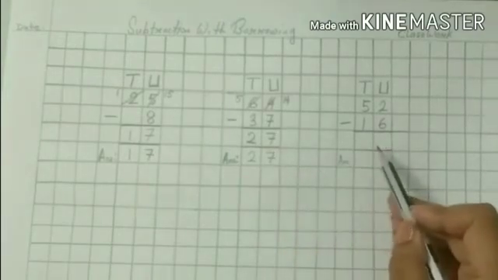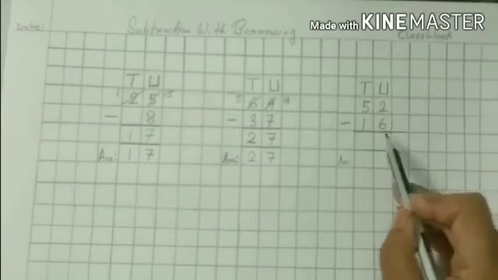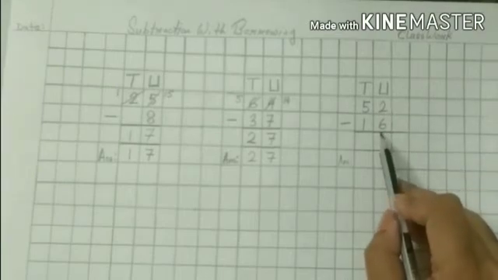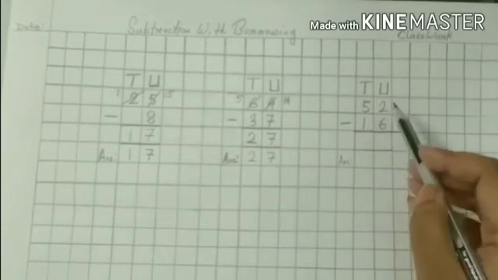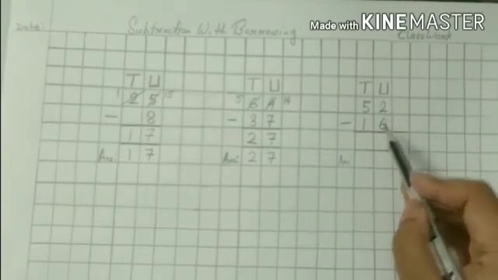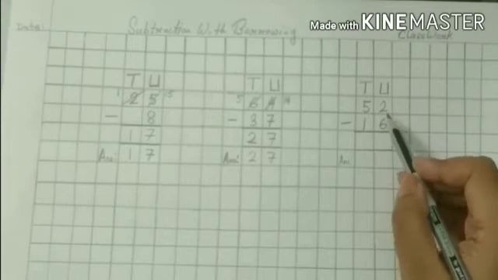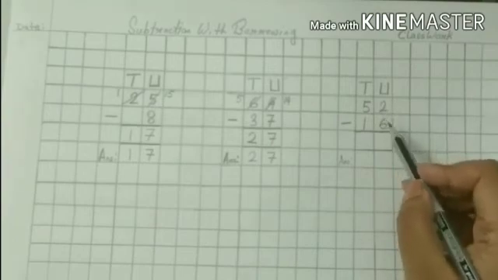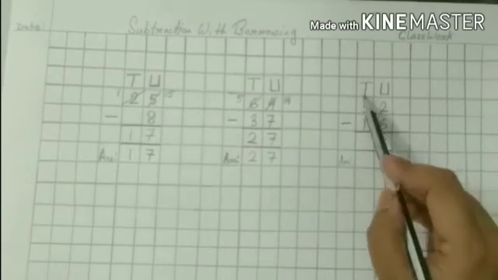Now let's do another one. Let's see this example, children. Here we have 52 minus 16. So let's find out the answer. Let's do the unit column first. So if we are going to subtract the units column, we see 2 units minus 6 units. As you know, children, we cannot take away 6 units from 2 units because 2 is smaller than 6. So we will borrow 1 ten from the tens column.